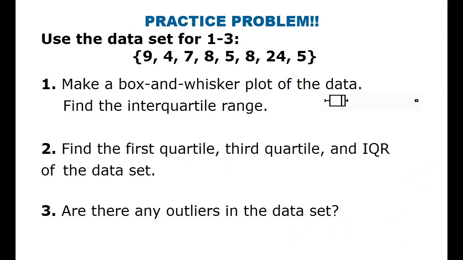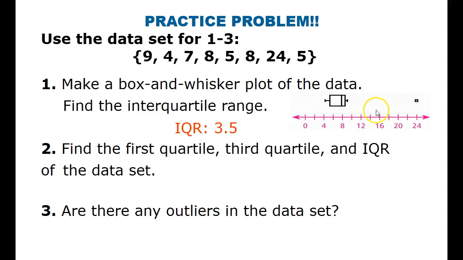So here's one for you to practice. We're going to use this data set to make a box and whisker plot and check to see if there are any outliers. When we're making our box and whisker plot, we need to find the minimum, first quartile, median, third quartile, and maximum. We need a number line that goes from our smallest number to our highest number. And above that number line, we want to represent to the best of our ability where each of those 5 numbers are.